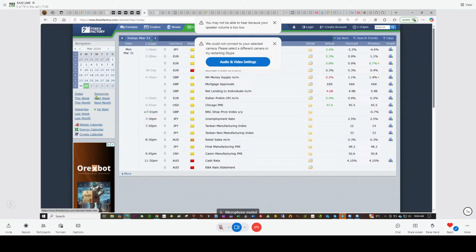No problem. Okay, so today, March 31st, we had no red news in the U.S. So after all that, I knew we had no red news anyways, but I just wanted to double check. So there was red news out of Europe, and red news on the Aussie, and that was it.